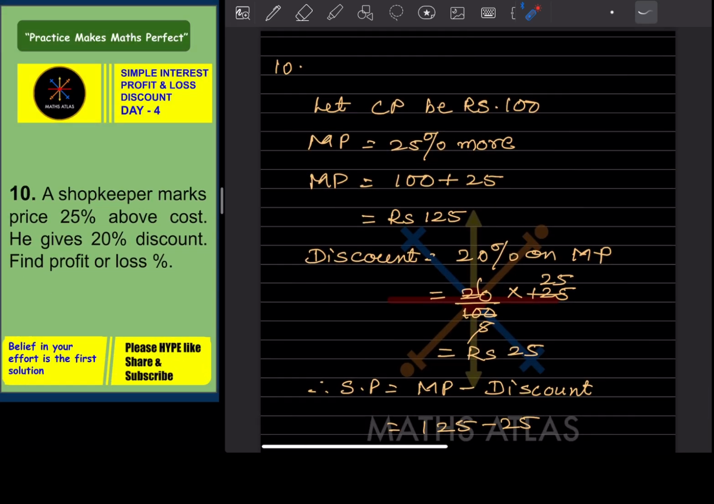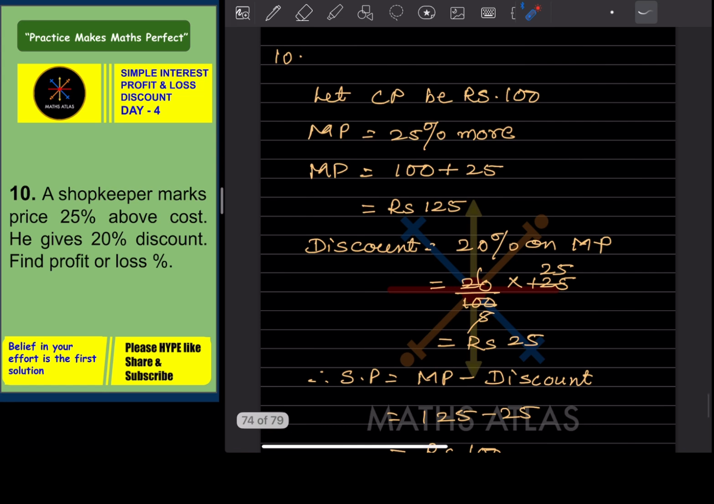A shopkeeper marks the price 25% above cost. He gives 20% discount. Find the profit or loss percentage. We don't know the cost price, so let us consider the cost price as rupees 100. The mark price is 25% more. So 25% more means this mark price will be 100 plus 25, that is going to be rupees 125.